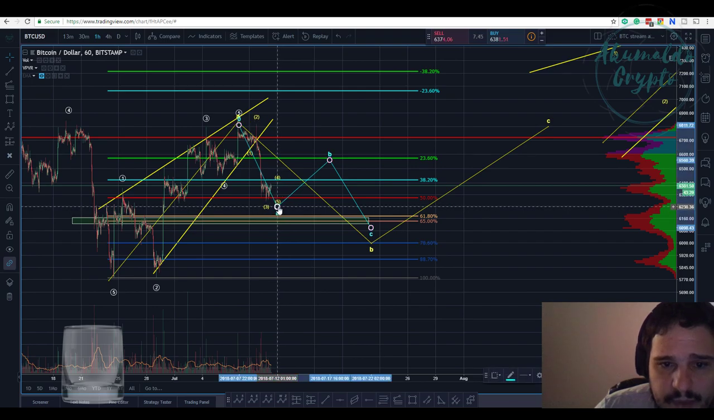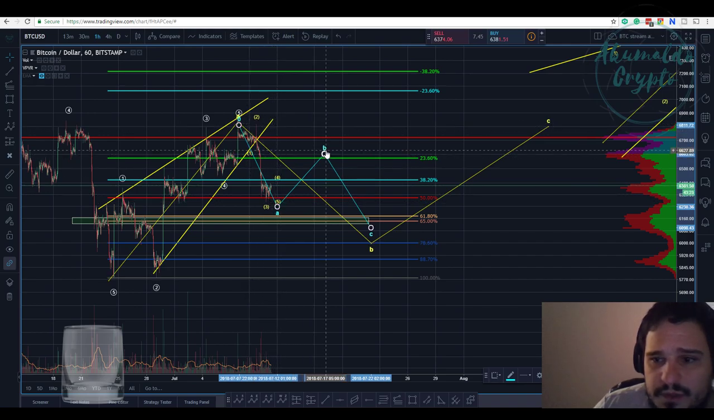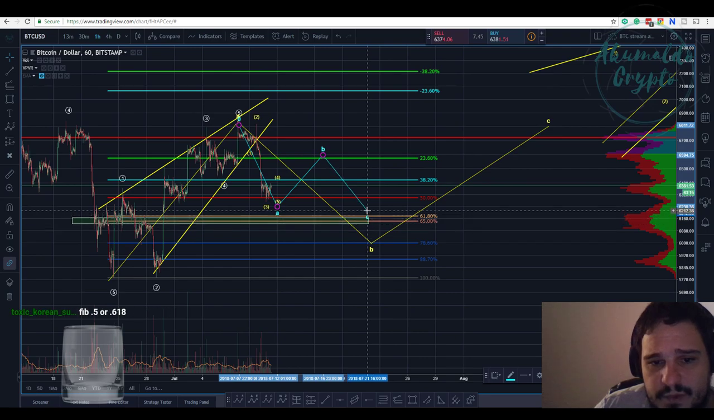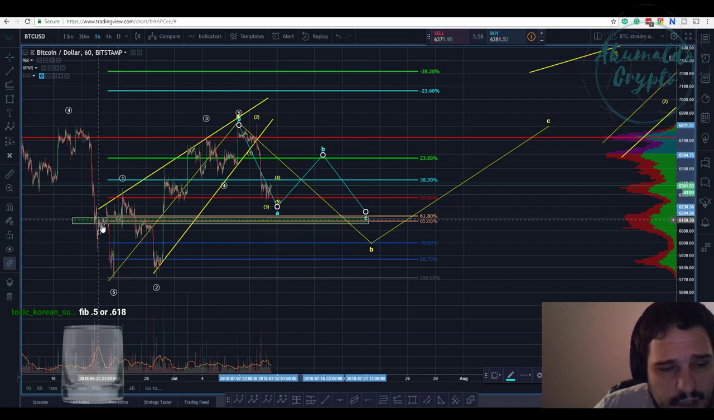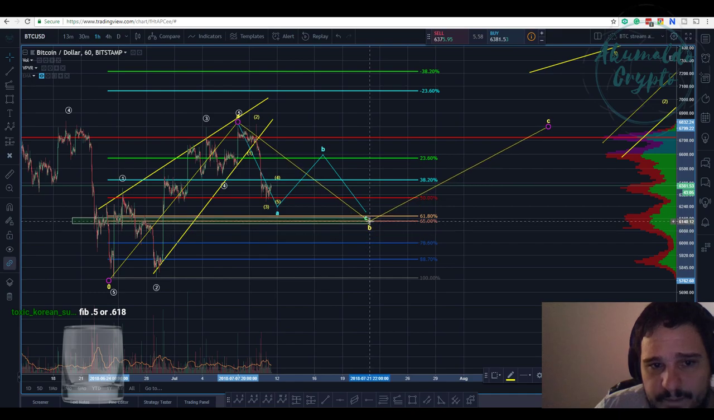Okay. Then we would have an ABC correction here, 50% at least of this movement would correct to the region of 6600, 6500, and then we would go down again, okay? Perhaps a double bottom here or something like this, it would get stopped, but we would hit this resistance here, okay? This would be our wave B.